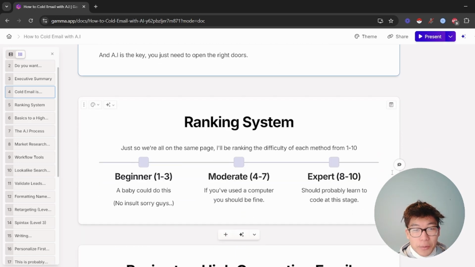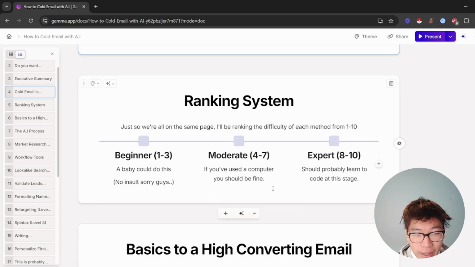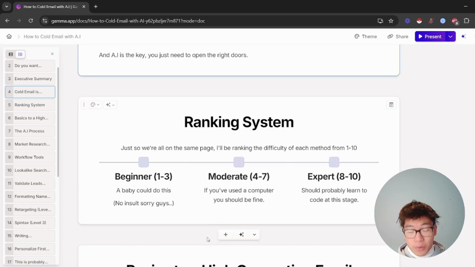So the way this works is I'm going to have a ranking system, because people will see AI and tech, and this is going to be a bit more difficult. I'm not going to lie, there's going to be some tech and some really easy stuff. So just so we're all on the same page, everything will have a rating scale from 1 to 3, 4 to 7, and 8 to 10. So basically 1 to 10. I should have just said 1 to 10, right?